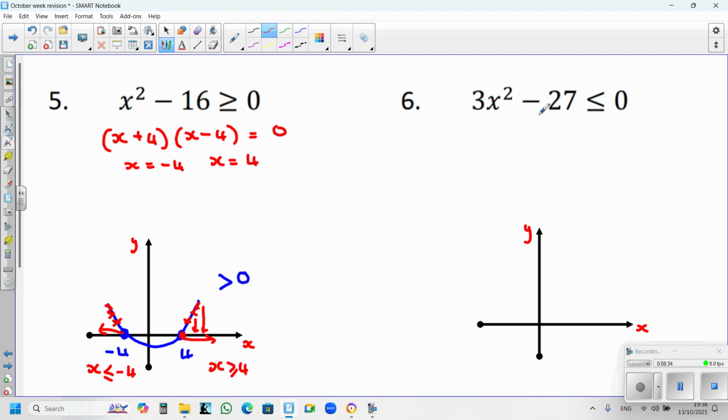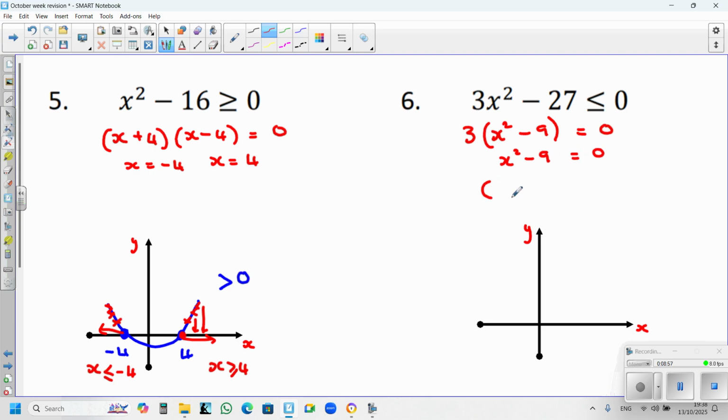Next one, 3x squared minus 27. Only two terms, so we'll look for a common factor. Common factor of 3, so that would give me x squared minus 9, and I'm making it equal to 0. Divide both sides by 3. 0 divided by 3 is still 0, so that just comes down to x squared minus 9. It makes it much easier.